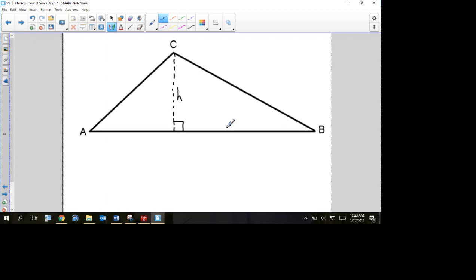Does anybody remember how I can label this side AC with a lowercase letter? What letter would I use? Jenna? Why? Because angle B is opposite, and that's forming how long little side b is. So little side b is formed by how big angle B is. The bigger angle B is, the bigger side b is going to be. And how small angle B is, that's how small side b is. So that's why we call it little b.